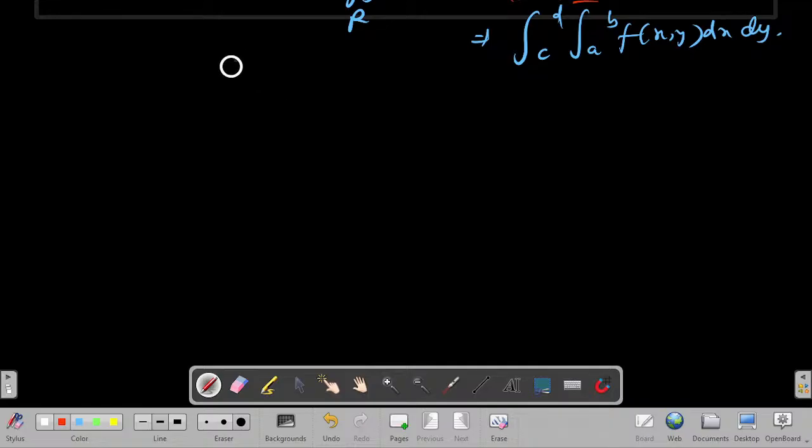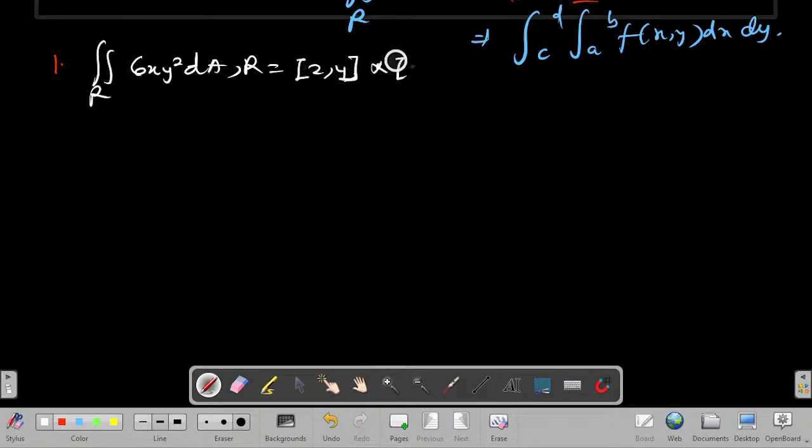So our first example: find the double integral over the region R for the function 6xy squared dA, where R, which is the region, is given as [2,4] cross [1,2]. So let's solve this problem. So our first double integral problem.